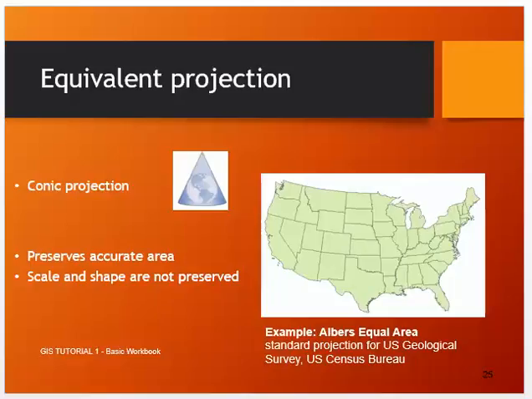Okay, an equivalent projection. This is an example of a conic projection. It works really well for mid-latitudes, either north or south of the equator. It preserves accurate area, but scale and shape are a little bit off.